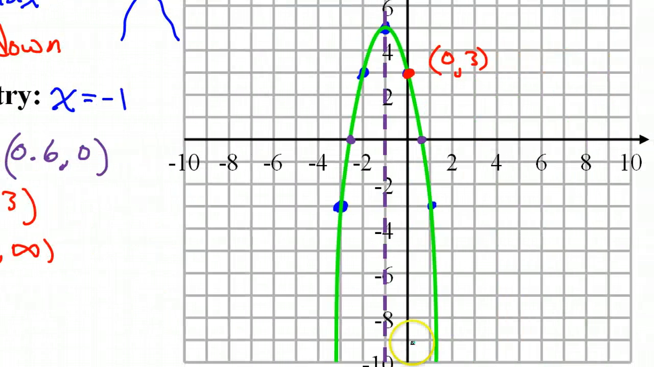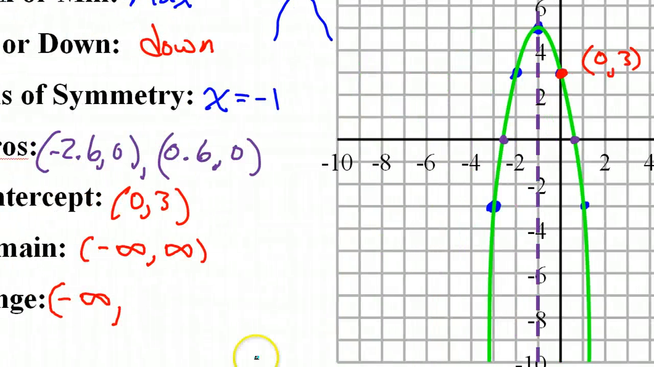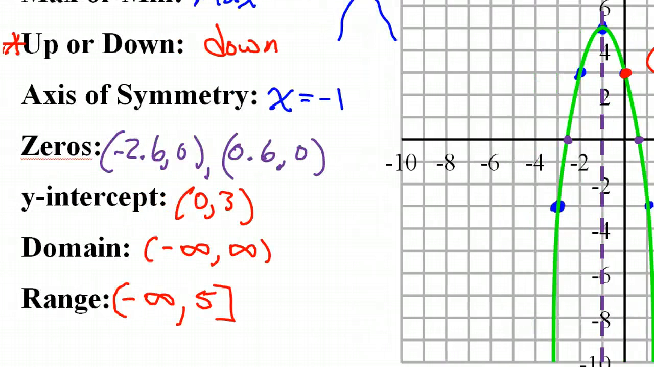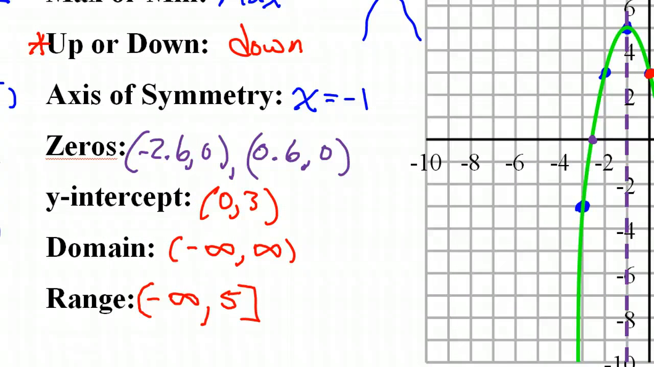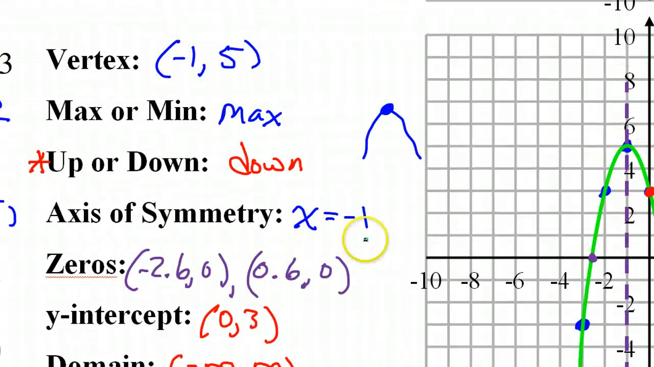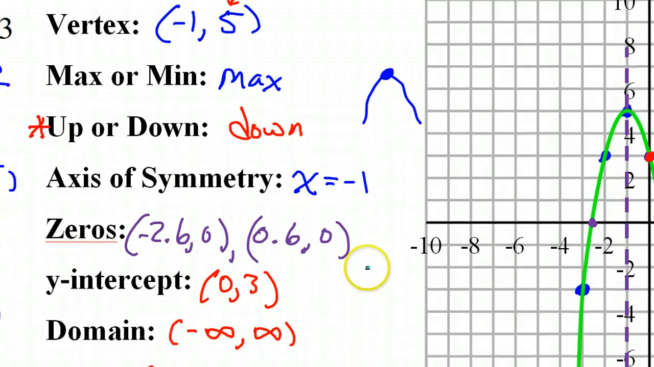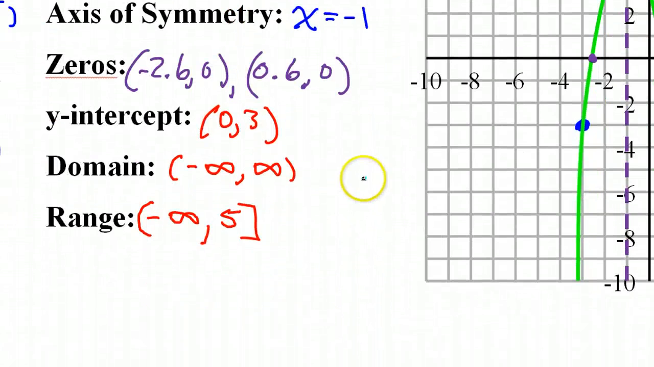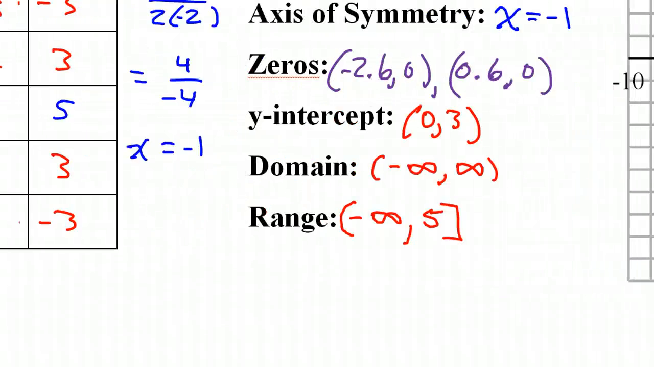Now, how high does the graph go? It goes up to 5. So negative infinity to 5. Now you do reach that 5. 5 is included in the graph, in the set. So we'll put the square bracket on it. And you can even see that 5 when you look at the vertex. There's the 5 right there. It's definitely included. And that is it for this assignment.